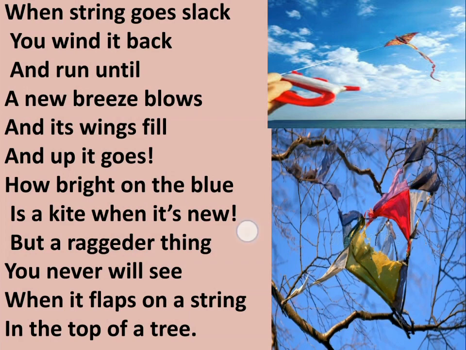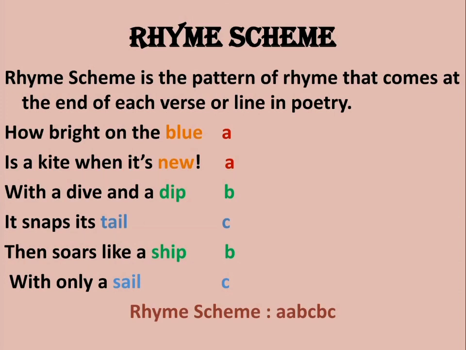Now we will see the rhyme scheme of the poem. Rhyme scheme, what is it? It is a pattern of rhyme that comes at the end of each verse or line in poetry. Now see the lines. How bright on the blue. So you can underline the word blue, children. Is a kite when it's new. Underline new. So blue and new both are rhyming, isn't it? So we will give the alphabet A to blue and new.